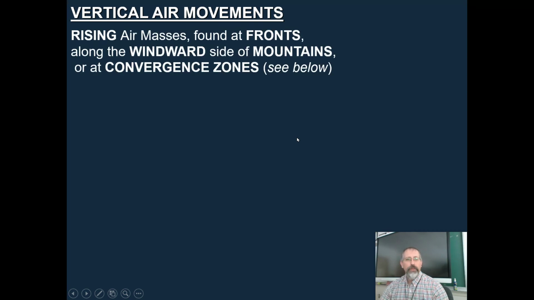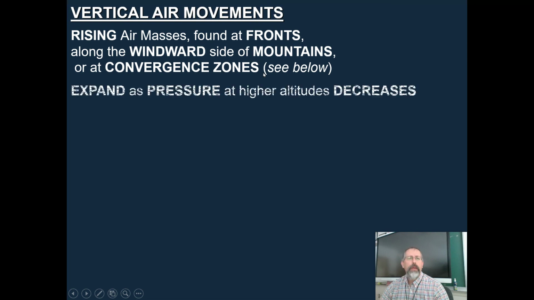Now there's also vertical air movements, air rising, air sinking. We talked about that along fronts. So rising air masses are found at fronts, we've discussed those, warm fronts, cold fronts, and so on. But it also happens along mountains. Mountains are a physical barrier that can't be moved by the wind, so the air has to go up and over it. They also happen at these places called convergence zones, which we'll get to and haven't talked about yet.